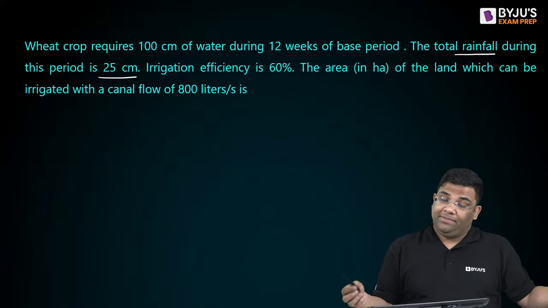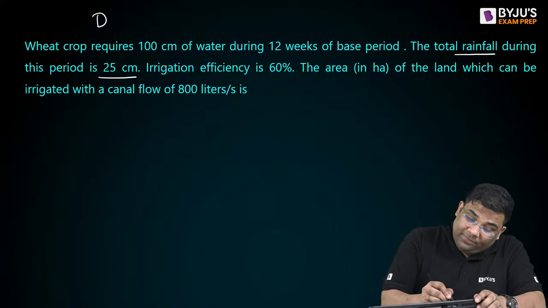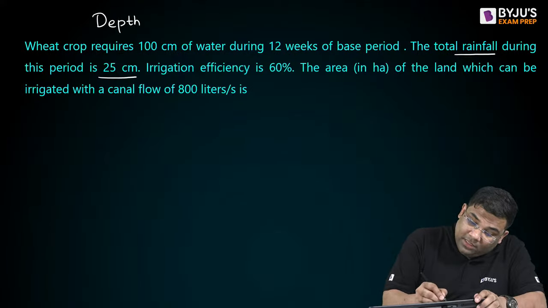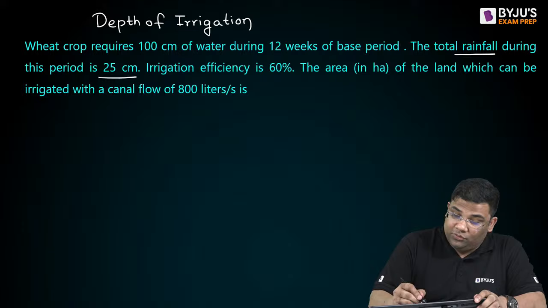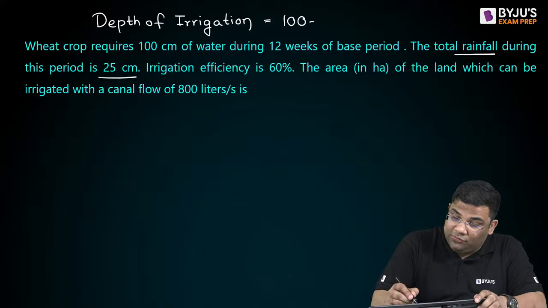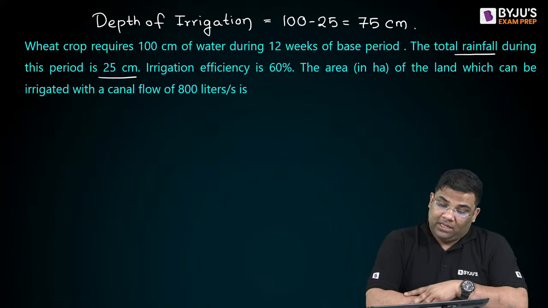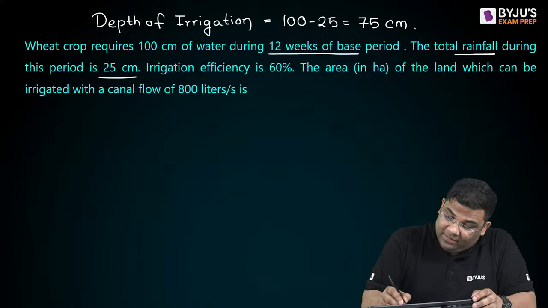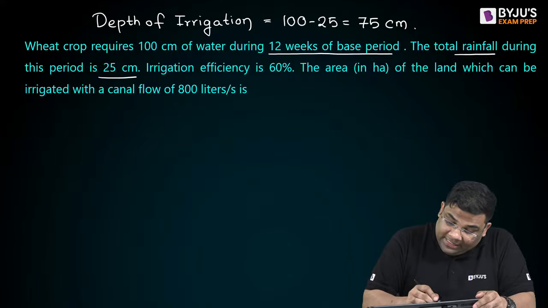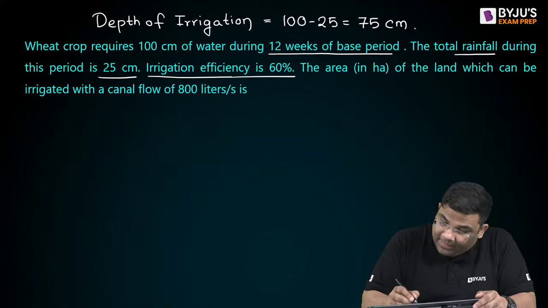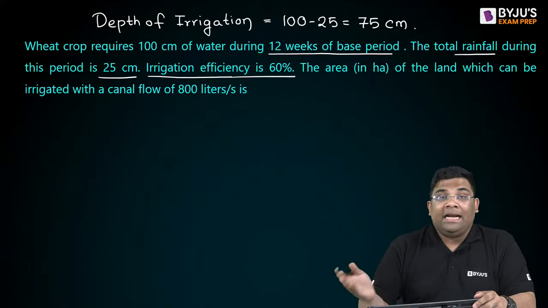The rainfall data is given means what? Here the depth of irrigation will be how much? The requirement is 100, but 25 is done by the rain. So you will give 100 minus 25. So this much will be required. This is the additional thing. Rest, time is given, the irrigation efficiency is given, right? Now the area of the land is asked.